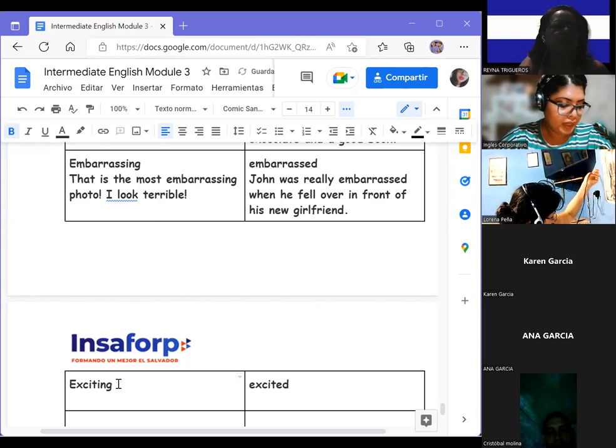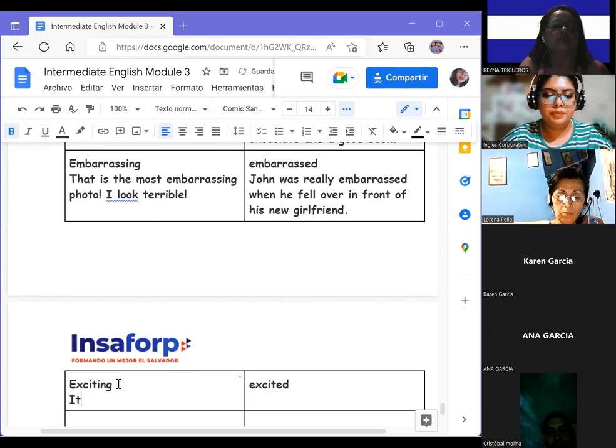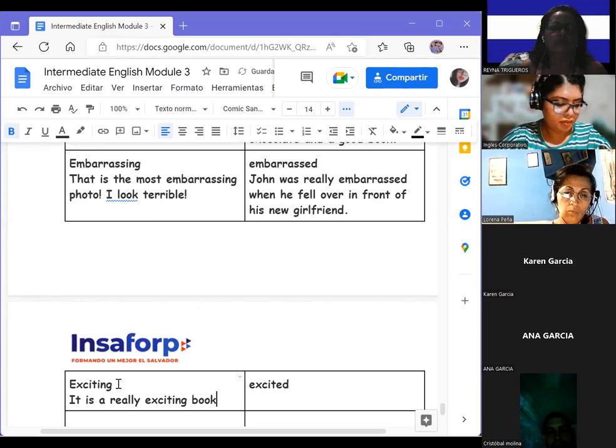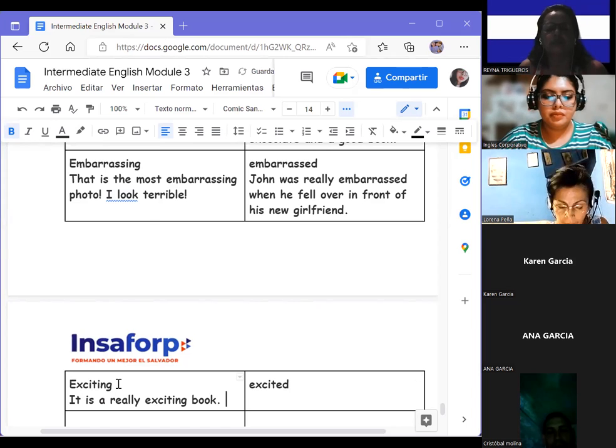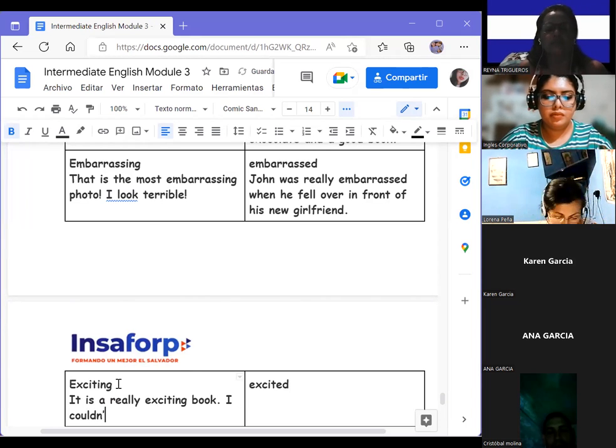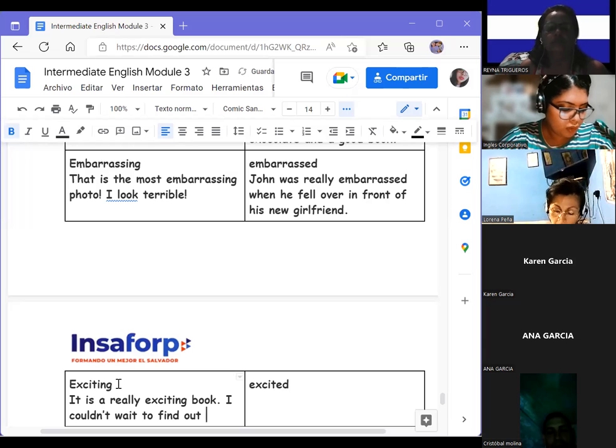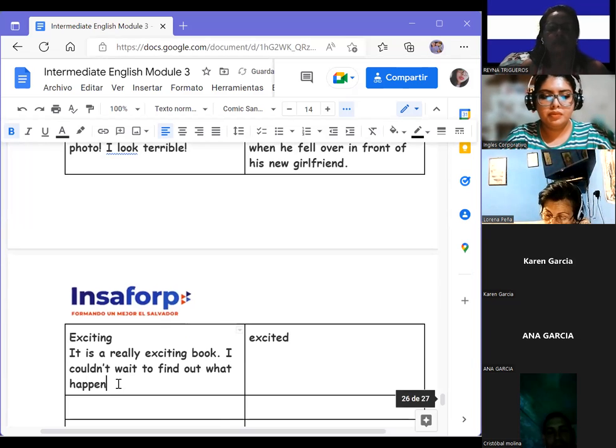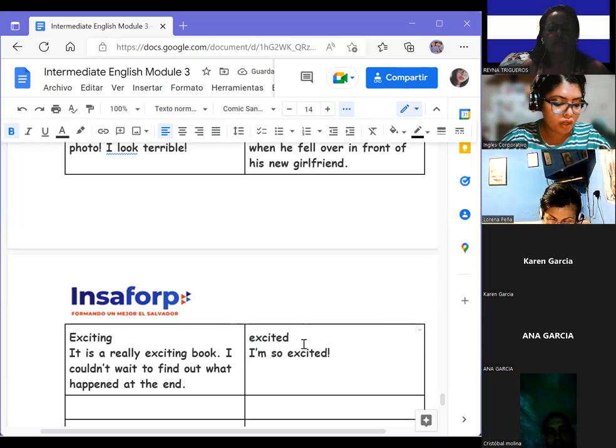For exciting, we have, it's a really exciting book. I couldn't wait to find out what happened at the end. Then we have excited, that is the feeling. I'm excited. I'm going on holiday tomorrow.